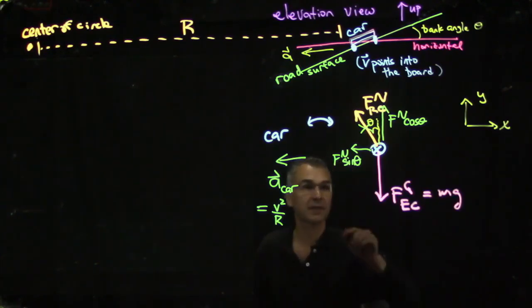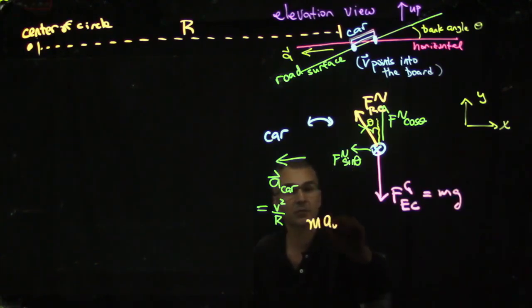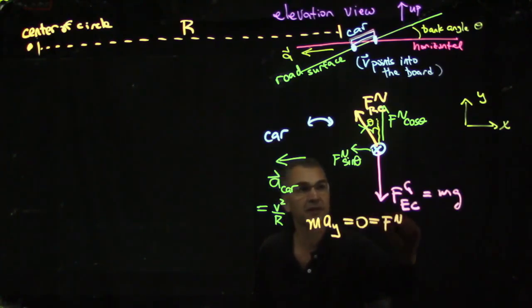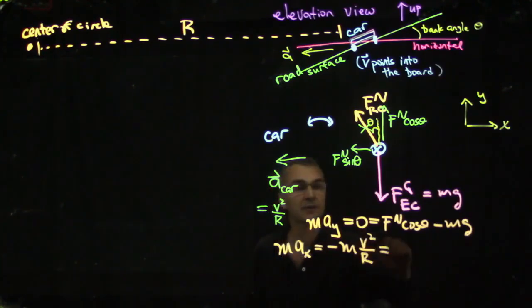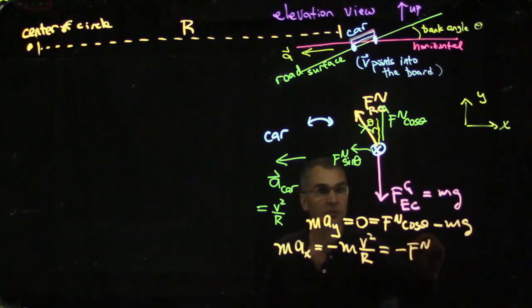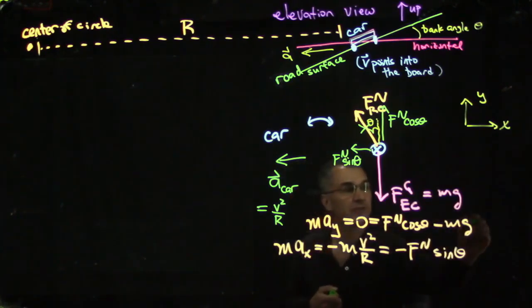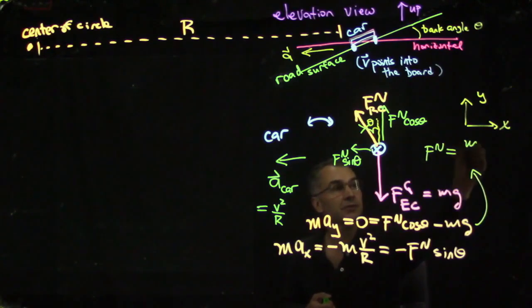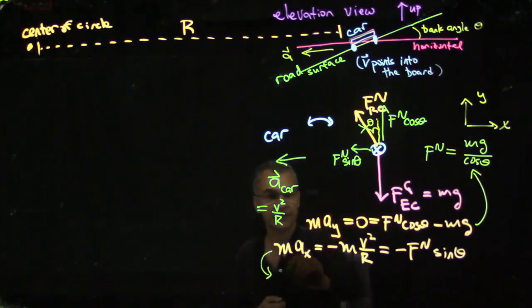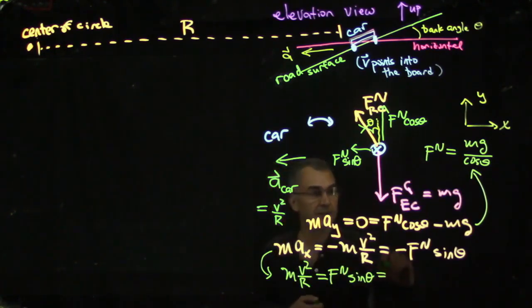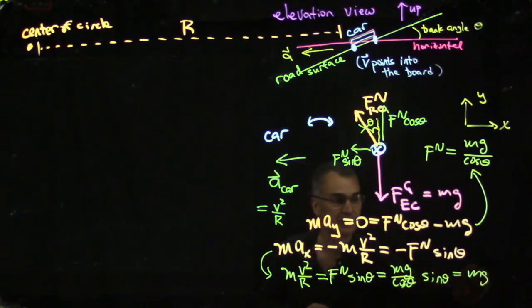It seems like the math that we get out of this is that m a sub y equals 0 equals up minus down, F normal cosine theta minus mg, and then m a sub x equals minus m v squared over r equals, well, there is no right, there's only left. That's minus F normal sine theta. So this first equation gives us F normal equals mg divided by cosine theta, which is a kind of funny looking result. And this second line gives us m v squared over r equals F normal sine theta equals mg over cosine theta times sine theta equals mg tan theta.